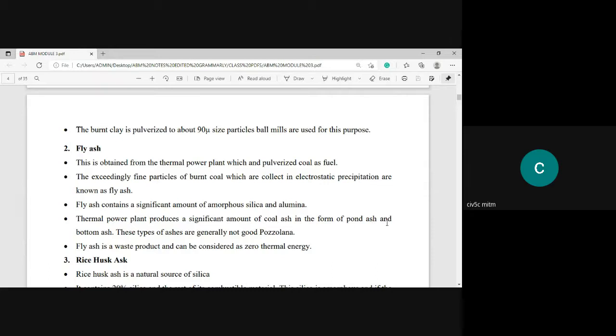I will talk more about pond ash and what bottom ash is later. So for the time being, please note that the thermal power plant comprises fly ash, pond ash, and bottom ash. Only fly ash can be used as a pozzolanic material, but not pond ash or bottom ash, because pond ash and bottom ash are not amorphous and will not react. Hence they are not good pozzolanic materials.